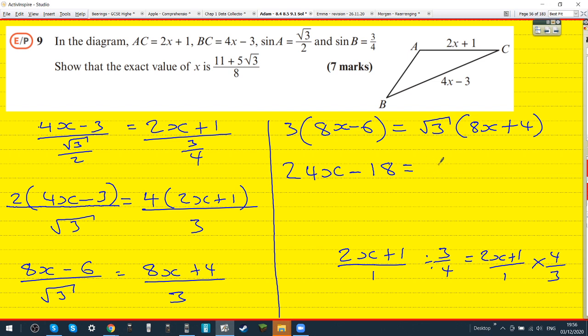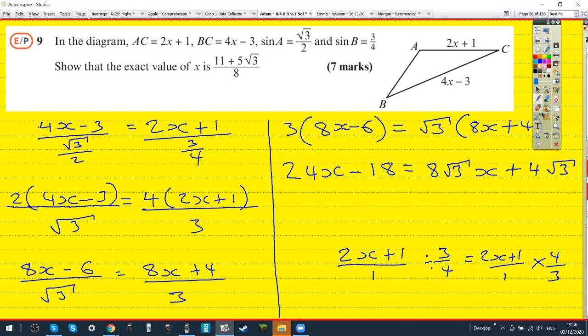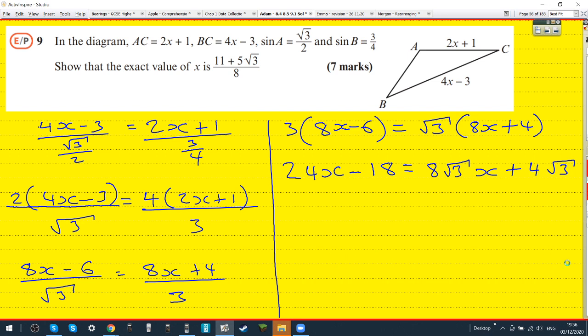You'll have to bite the bullet sometime. 8 root 3x. What will be the second one? Would it be 4 root 3? Yeah. Okay, we're trying to make x the subject. How will we do that?